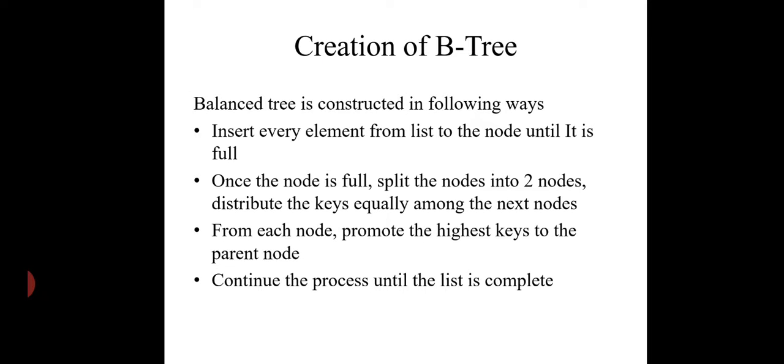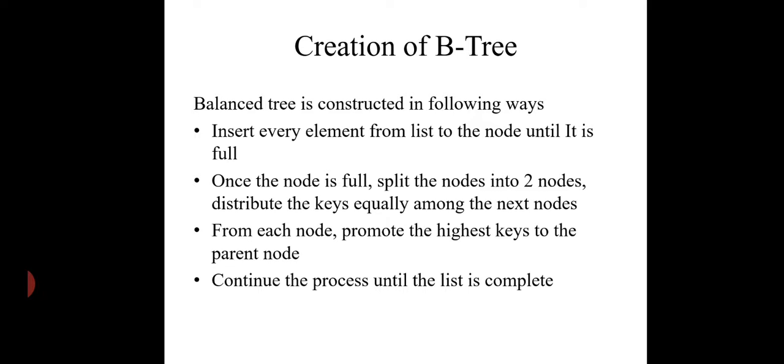Okay, second one. First one understood: insert every element from the list into the node until it is full. For example, if you are constructing a B tree of order 4, each node can contain 4 elements. After 4, if you want to insert the 5th element, you need to look for the second rule here.